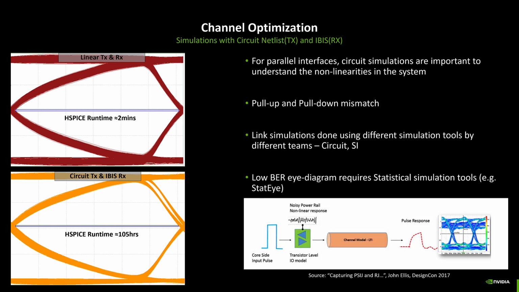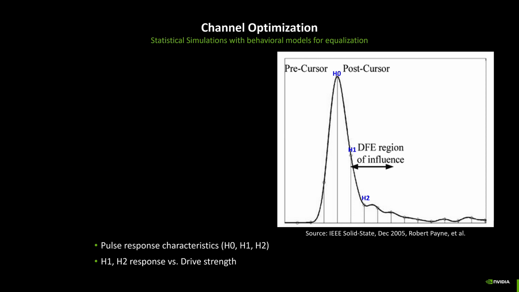So here is a snapshot of the statistical simulation process. You use a pulse response to generate the eye. I think the previous speaker also went through this. Now, we spoke about different simulation environments. The statistical simulation also gives you a different perspective on the link. So if you look at the pulse response, you can look at the cursors as shown here.